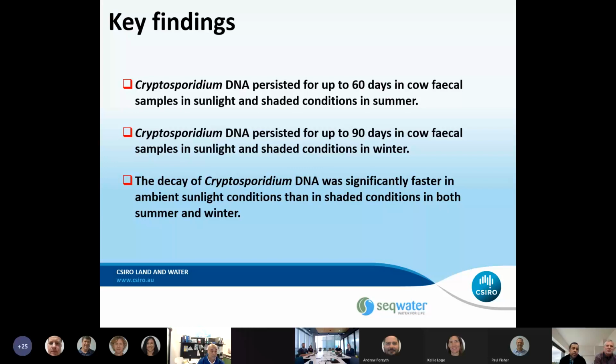So, key findings: Cryptosporidium DNA persisted for up to 60 days in cow fecal samples in sunlight and shaded conditions in summer. Cryptosporidium DNA also persisted for 90 days in cow fecal samples in winter. The Cryptosporidium decay was significantly faster in ambient sunlight conditions than shaded conditions in both summer and winter. Currently we are doing some statistical analysis to find out correlations among temperature, sunlight, and T90 values to find out parameters that may have influenced the decay rates. I'll hand over to Jatinder now.